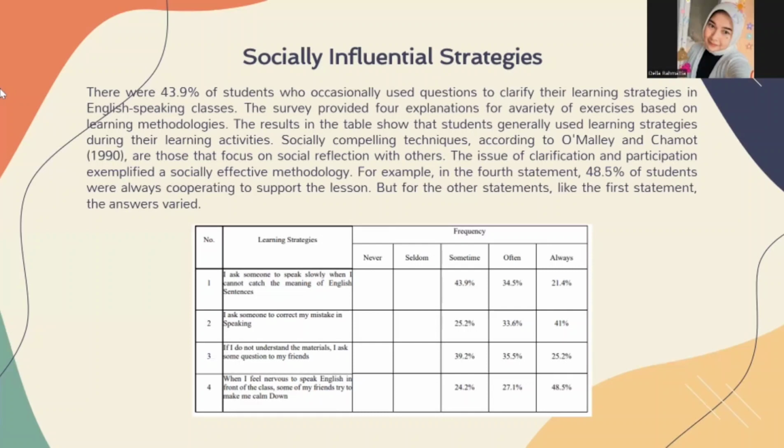Social affective techniques, according to O'Malley and Chamot, are those that focus on social interaction with others. Asking for clarification and cooperation explain a social affective methodology. For example, in the fourth statement, 48.5% of students always cooperated to support the lesson. But for other statements, like the first statement, the answers varied. Next.